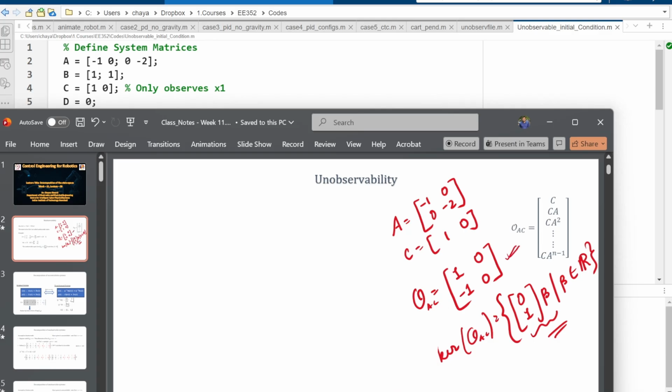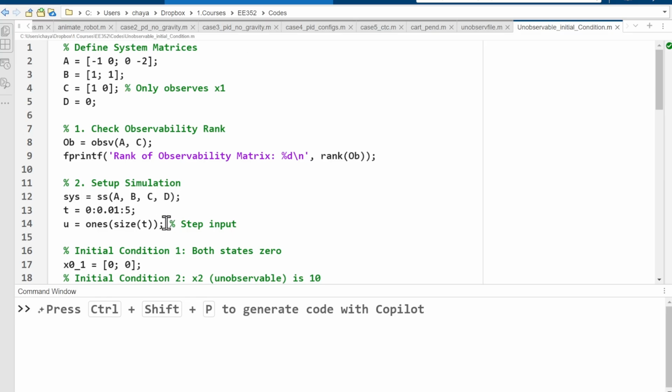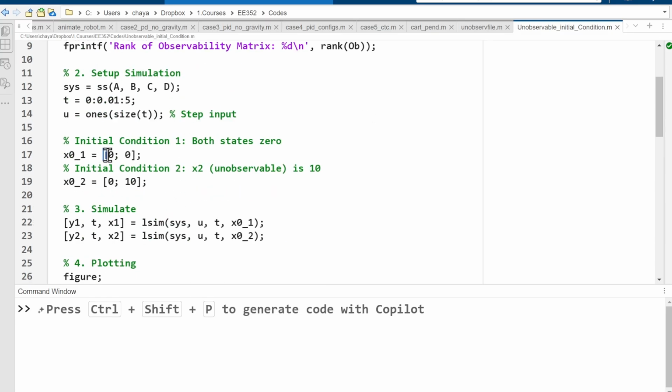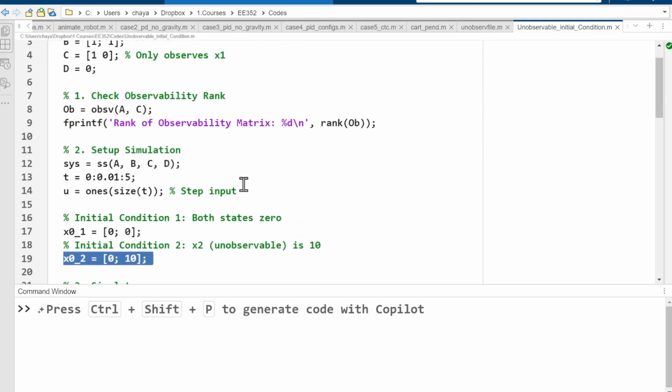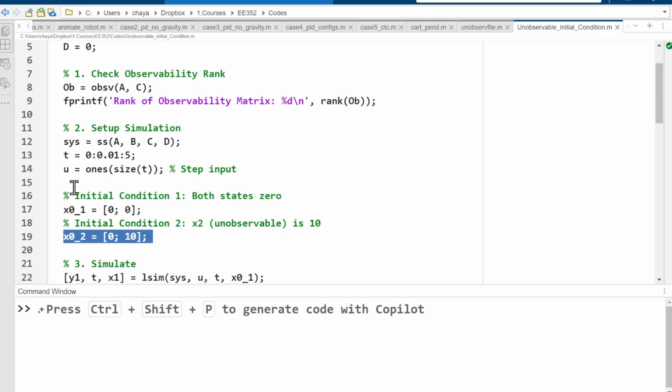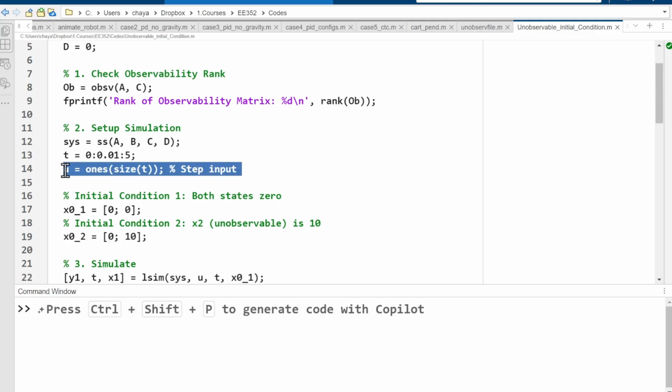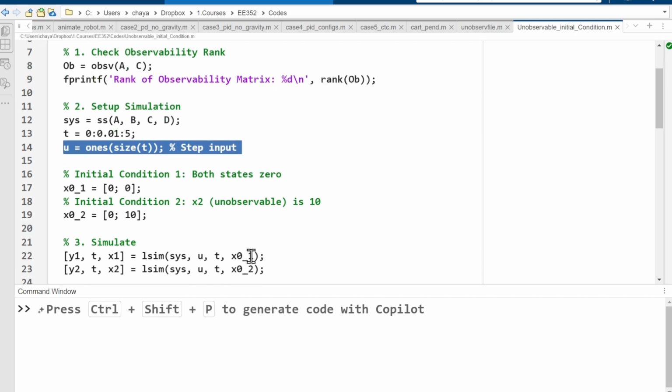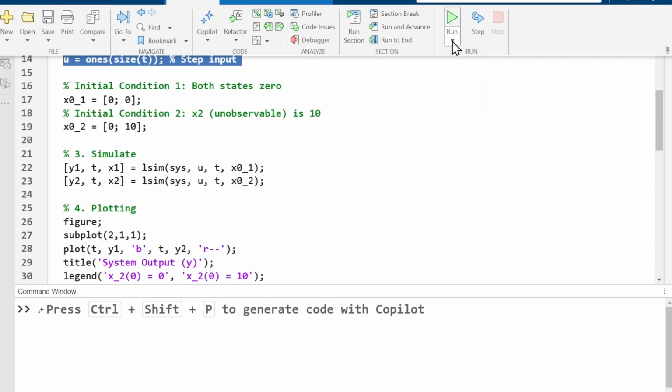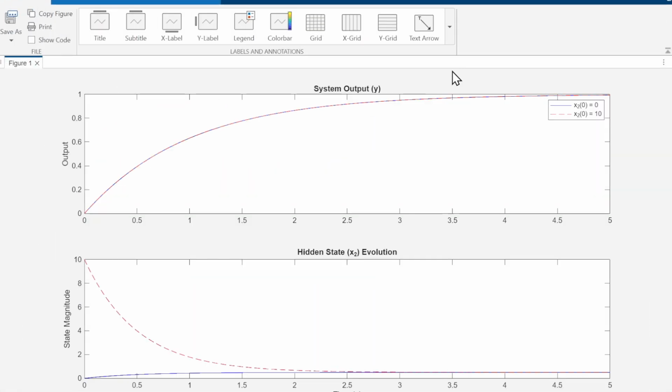because these vectors belong to the kernel of this matrix. Now notice I will take two initial conditions in this code. The first initial condition is 0 0 and the second initial condition is 0 10. Notice that 0 10 is an unobservable state, and here I am taking my u to be a step input. This example I have already done earlier also, and notice that if I now run it, look at the output. See, the output here is exactly the same, even for x2, for the initial condition 0 0 and for the initial condition 0 10 as well.